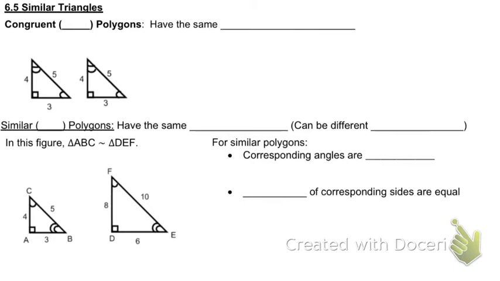Now, congruent triangles, going back to recap that: congruent polygons in general, including triangles, have the same side lengths and angle measures. The corresponding side lengths and the corresponding angles are congruent. So this triangle has side lengths of 3, 4, and 5. The other triangle will have side lengths of 3, 4, and 5. And we notice corresponding angles are congruent. Now we have similar polygons.